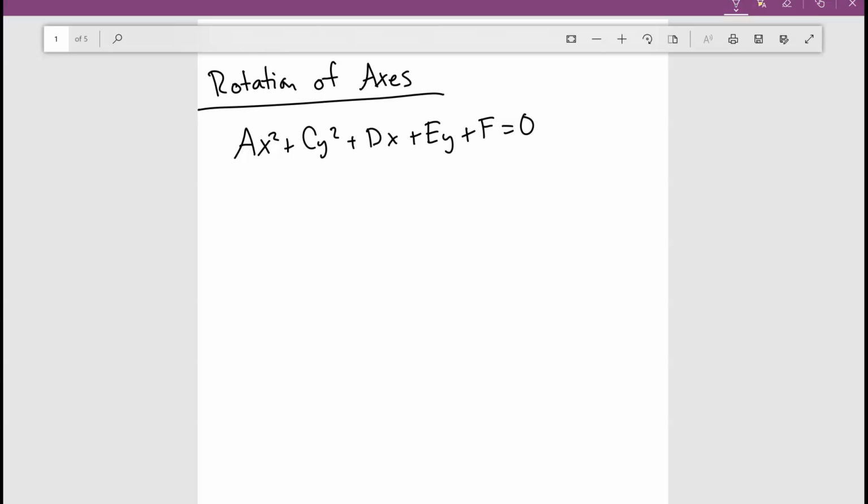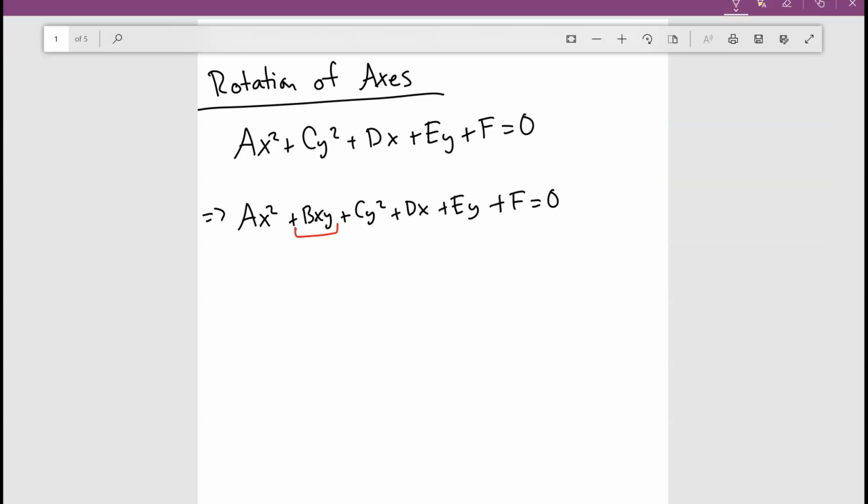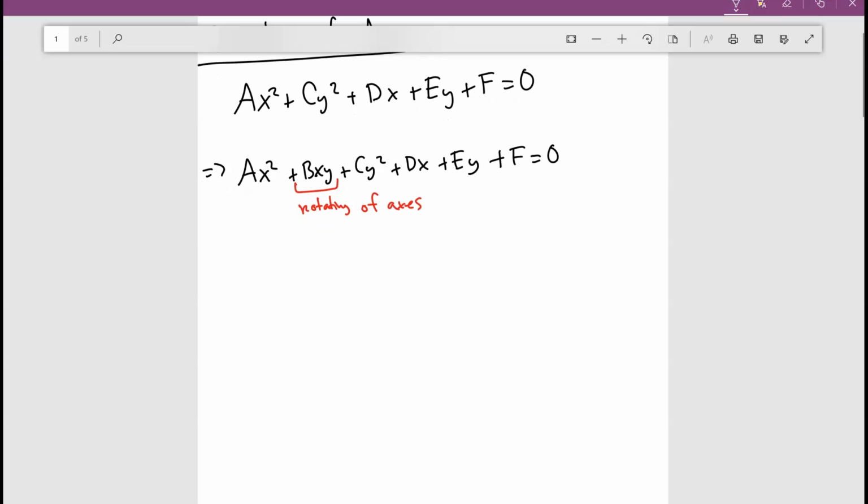So we are going to generalize this by adding this b term. So we're going to have ax squared plus bxy plus cy squared plus dx plus ey plus f equal to 0. So you notice that we have this new xy term. And this xy term actually is the rotating of axes. So whenever we have an xy term, that's when we know we have to use some sort of rotation of axes. So let me give you an example of why it is that we rotate these axes.